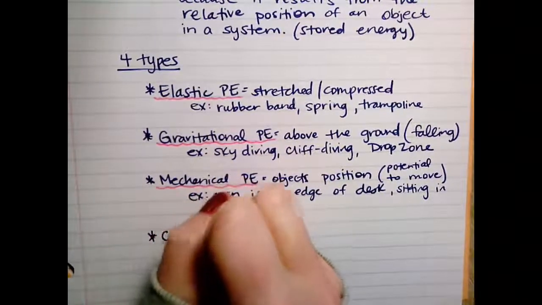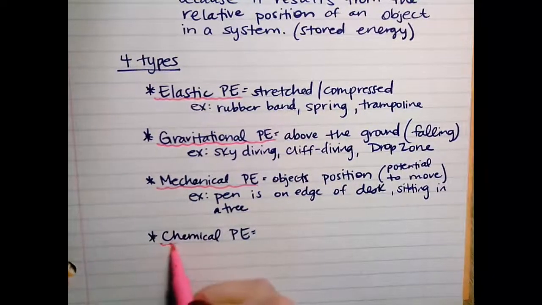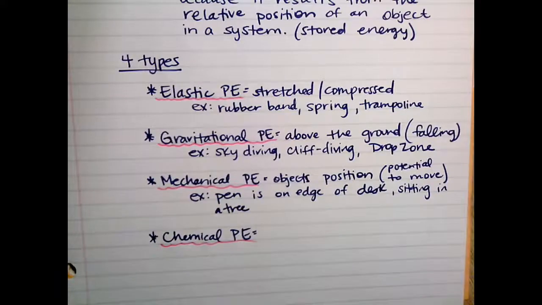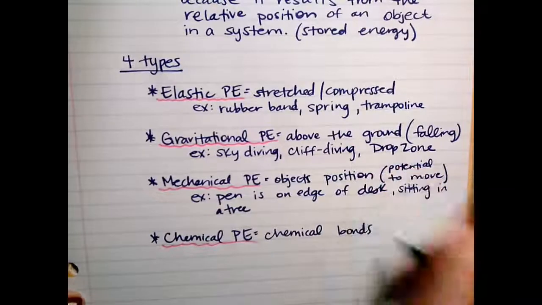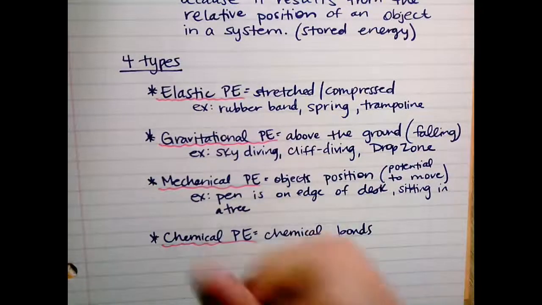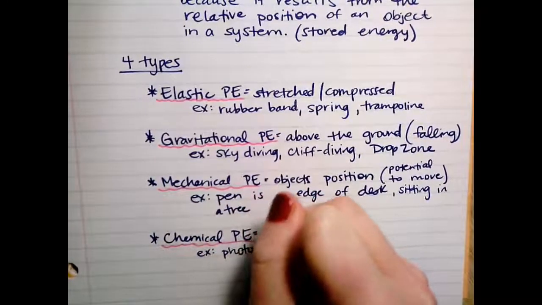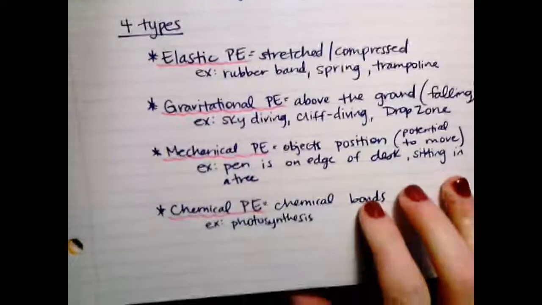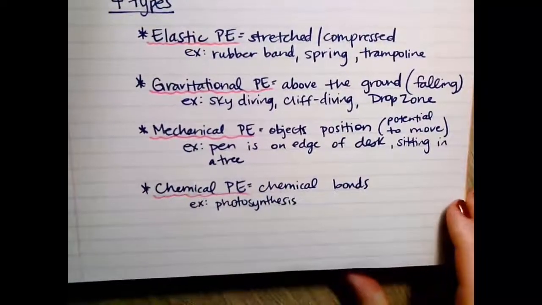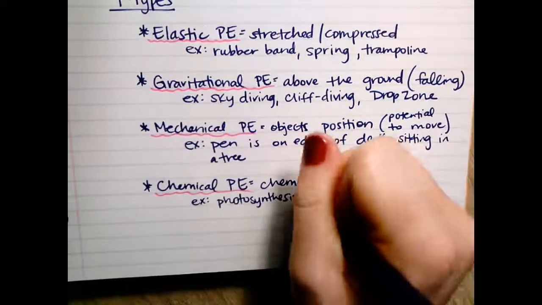The last one is chemical potential. Now this one I think is one of the more obvious of them, but this is any time that it has chemical bonds that will then be releasing energy. So this one has quite a few good examples. So photosynthesis, for my bio fans, photosynthesis is a chemical bond in food. So let's say you eat a banana. It has a chemical bond in it, so it's going to give you chemical potential energy, which then will turn into energy for you and for your body.